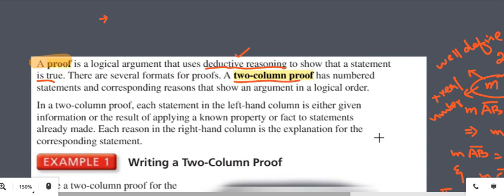What is that? In a two-column proof, we will make two columns. In the first column, we will write some arguments, and then we will give reasons. To every argument we will provide a reason. Proving a statement by this method is known as a two-column proof.